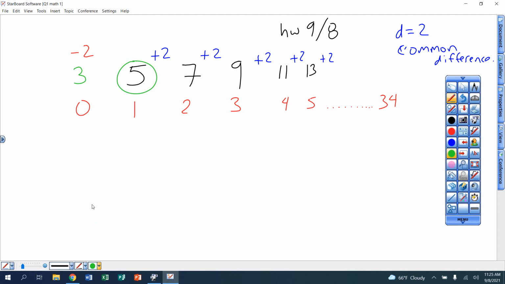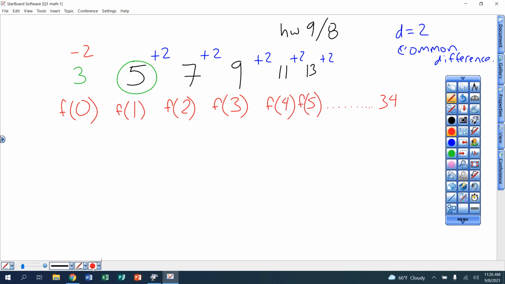Know that all of these, this is the function at the 0 term. This is the function at the first. This is the function at the second. The function when I plug in 3. The function when I plug in 4 gets spit out 11. The function when I plug in 5 gets spit out 13.